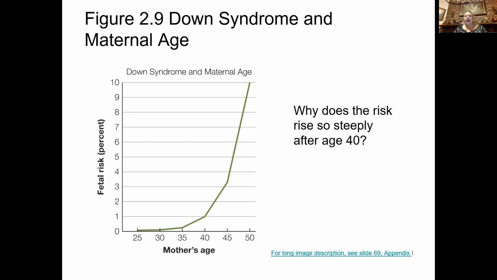Here is a graph that is showing Down syndrome and maternal age. So the incidence of Down syndrome is low during this age range here, under 35. At 35, it starts to slope upward. And then over 40, you can see a very steep increase in the incidence of Down syndrome occurring. And we already talked about why this rises so steeply after the age of 40.